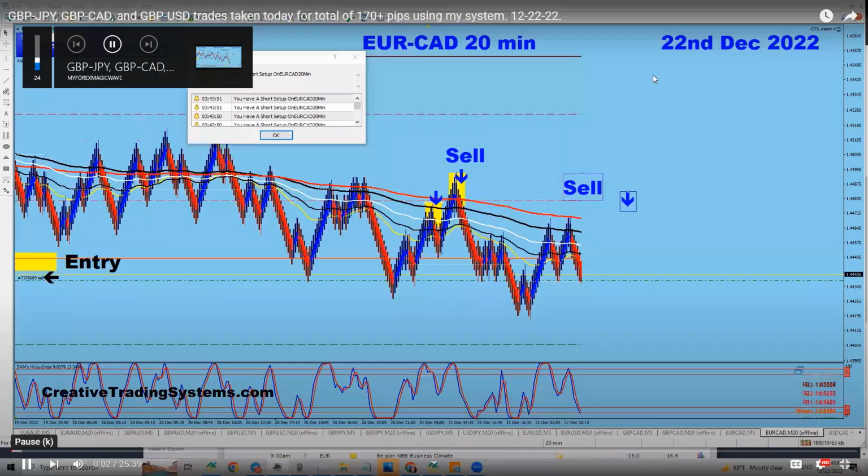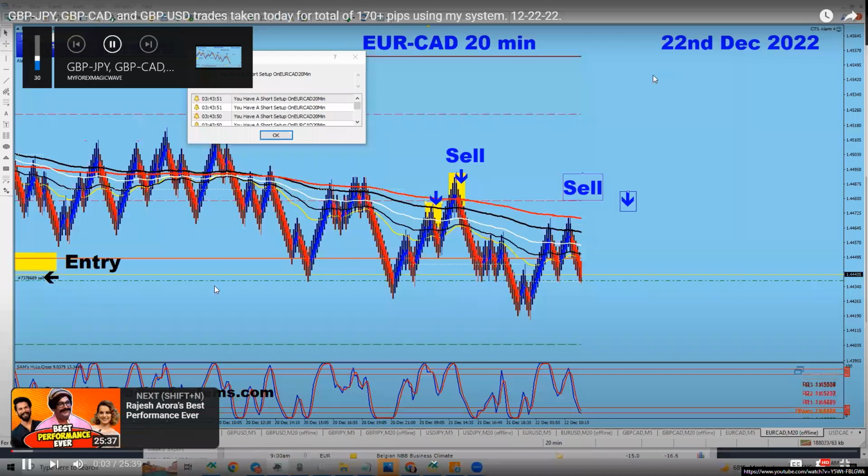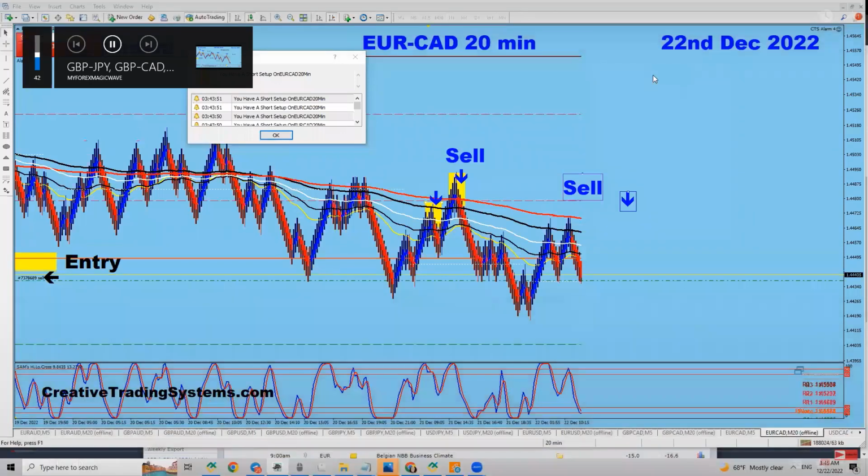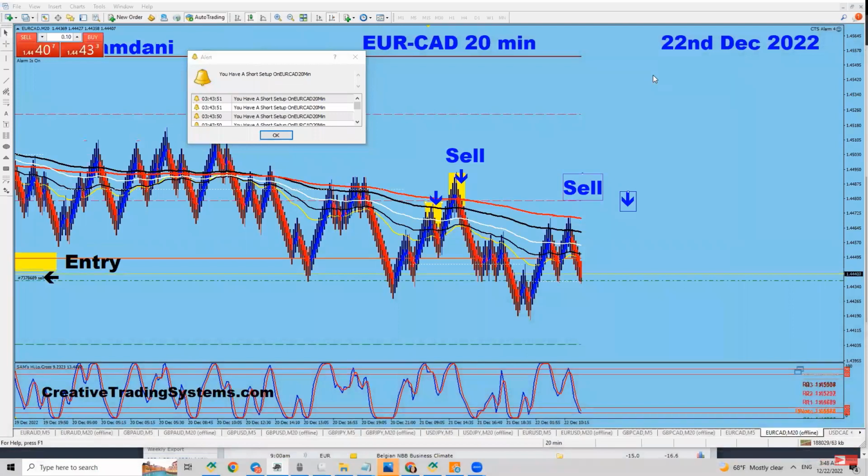Hello everyone, Simon here from creativetradingsystems.com. Just woke up to these alarms beeping, four or five at the same time. I had to rush and take these entries, like the last one, EuroCAD, which is right there, coming down here. Obviously a little late, but that's okay.